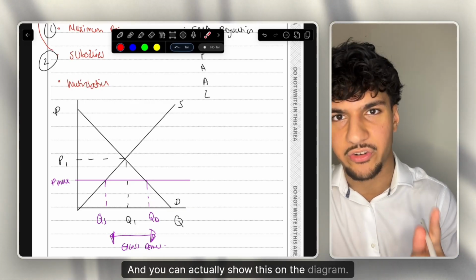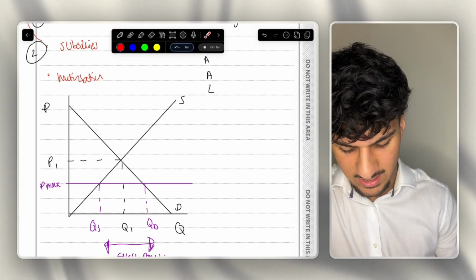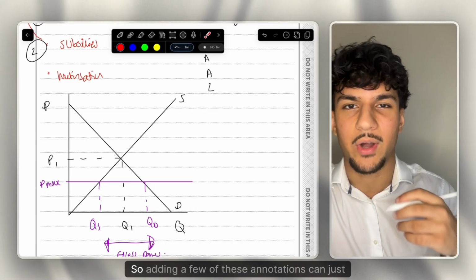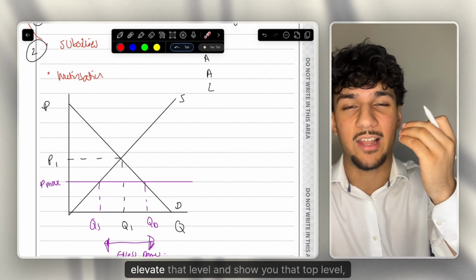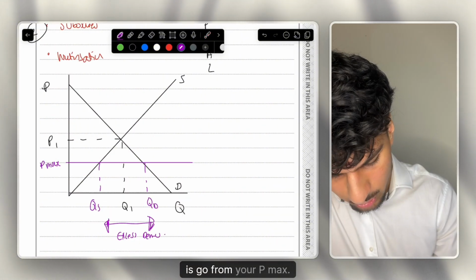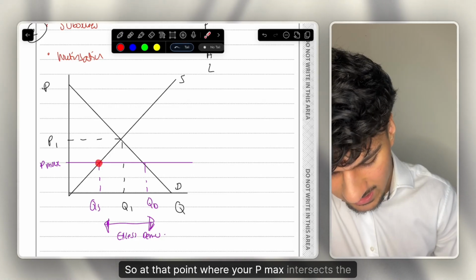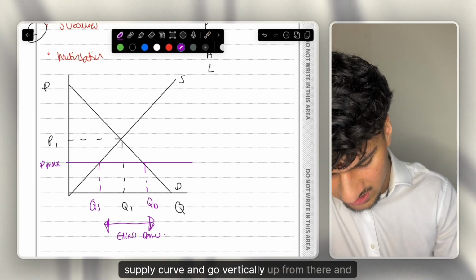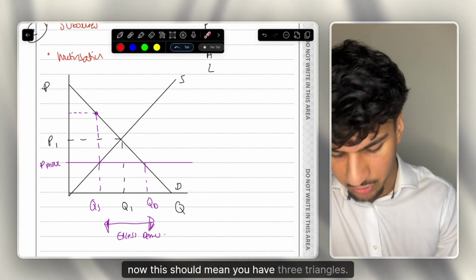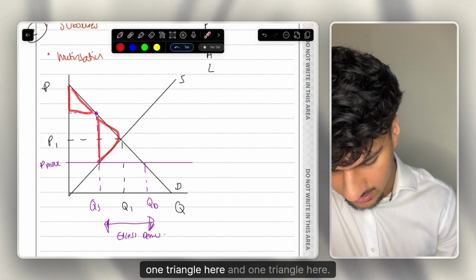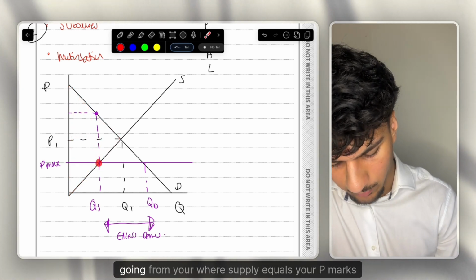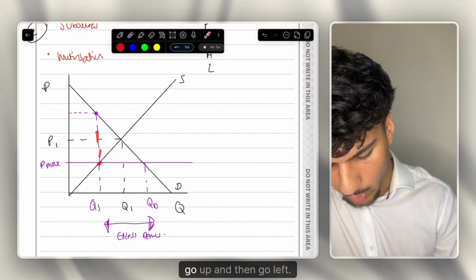And you can actually show this on the diagram. This is not needed, but since the problem with the maximum price diagram is that it's a very simple, very straightforward diagram, adding a few of these annotations can just elevate that level and show you that top level, that level 5 band student. So all you need to do is go from your Pmax, so at that point where your Pmax intersects the supply curve, and go vertically up from there. And then from there, once you've hit this point here, go left. Now this should mean you have 3 triangles, so 1 triangle here, 1 triangle here, and 1 triangle here, then 2 boxes. So 3 triangles and 2 boxes by basically just going from where supply equals your Pmax, go up and then go left.